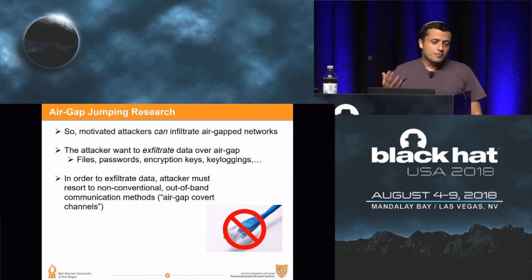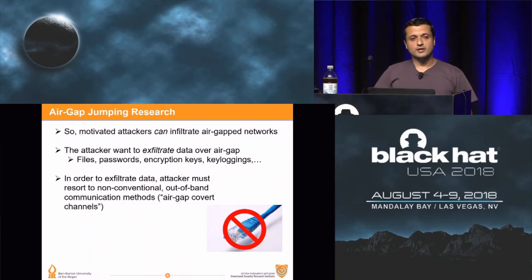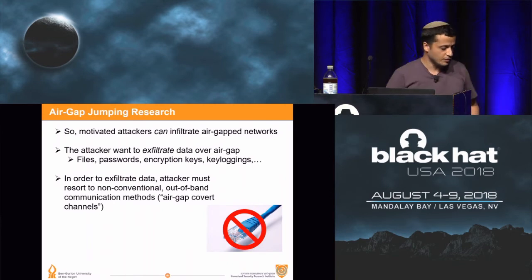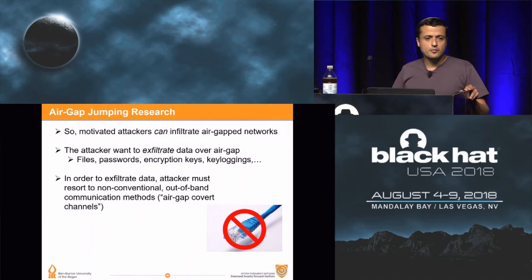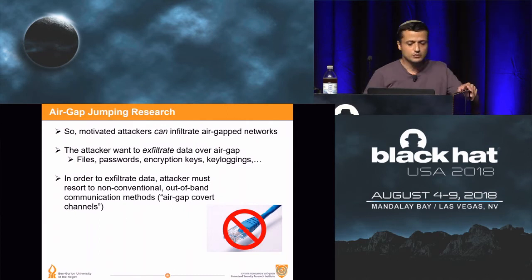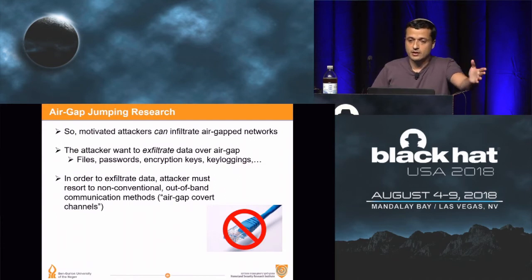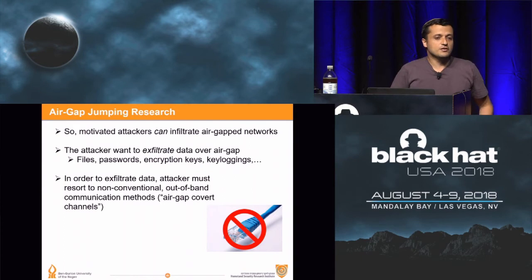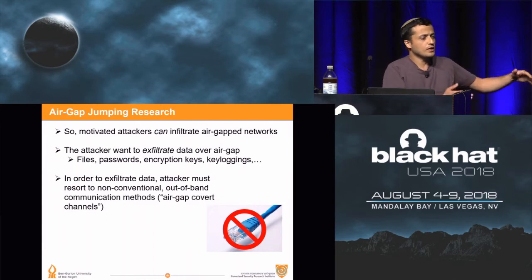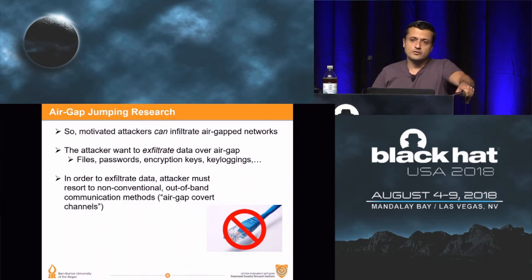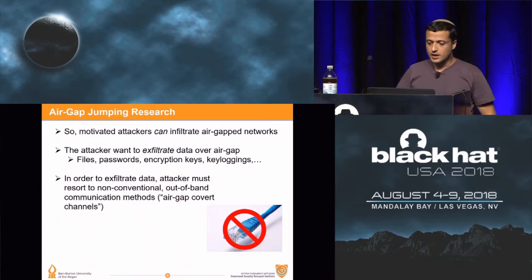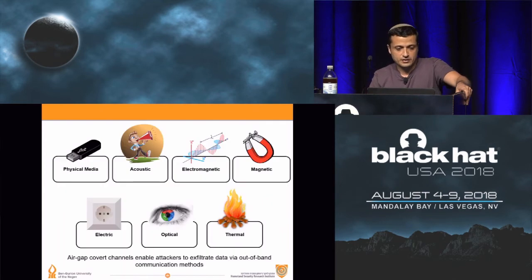So we know from the past that motivated attackers can infiltrate and compromise an air-gap network, and what we ask ourselves in the research is: the attacker has compromised the network and has a foothold in the network already, and at some point he would like also to exfiltrate some data out, for example files, passwords, encryption keys, keylogging data, and so on. But he doesn't have an internet connection, so how can he leak or exfiltrate information from these isolated air-gap networks? And this is what our air-gap covert channel research is about. In order to exfiltrate this data, the attacker has to resort to what we call non-standard or non-conventional out-of-band communication methods, or more academically, we call them air-gap covert channels.